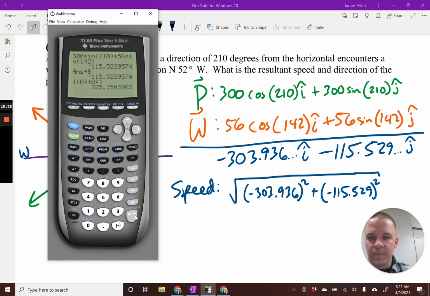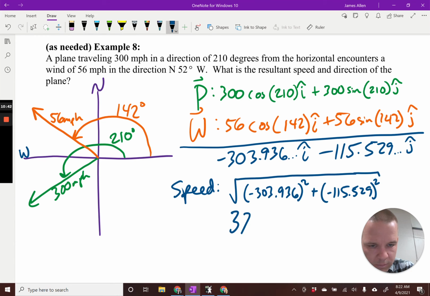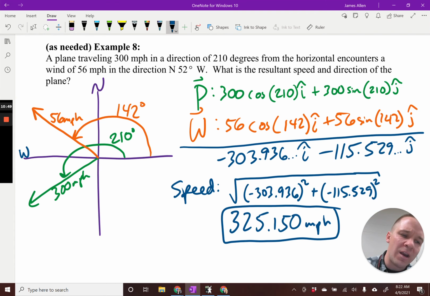And we end up with 325.150 miles per hour, right? 325 what? Gotta have them units. Miles per hour. Woo! All righty. Now, what direction is this thing going, right?